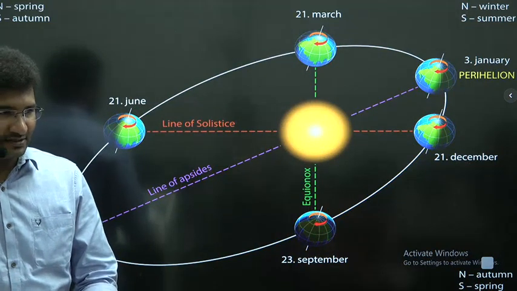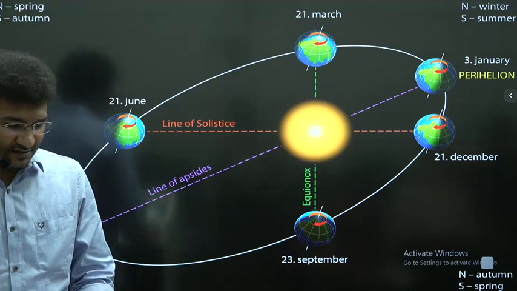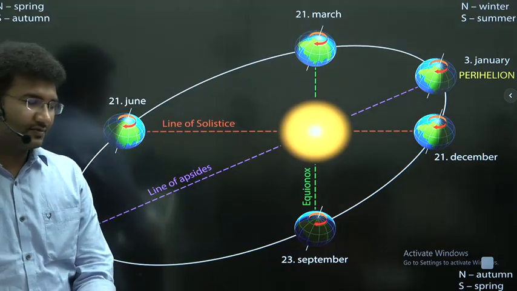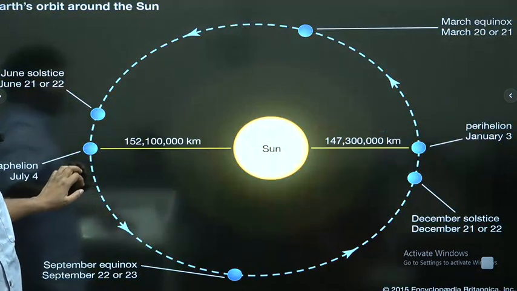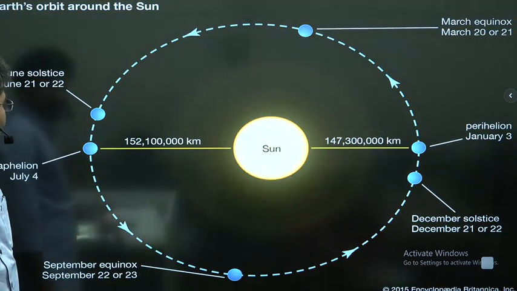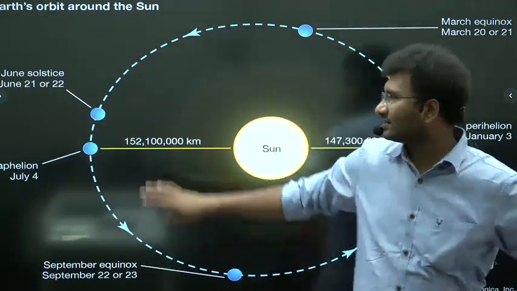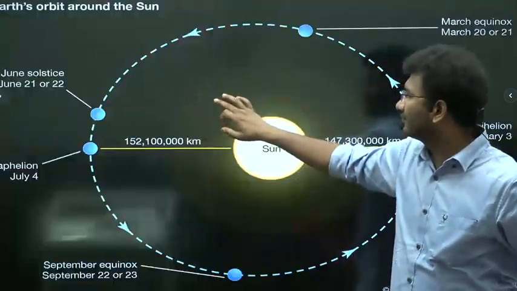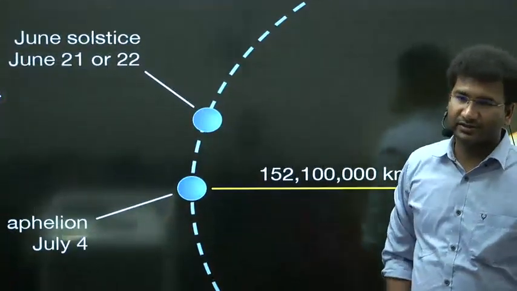Next, give a heading as seasons. Subheading as seasons. लिखो समर सोल्स्टिस. सीजन्स, समर सोल्स्टिस. और जून सोल्स्टिस. सोल्स्टिस का स्पेलिंग इधर है. जून सोल्स्टिस और समर सोल्स्टिस.